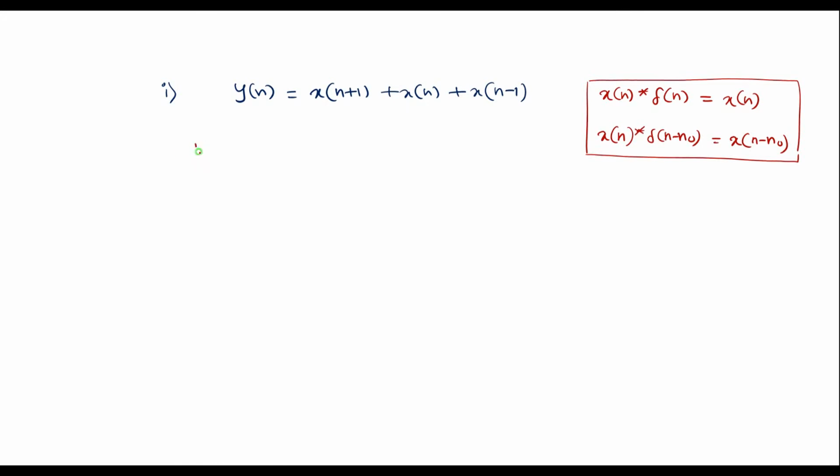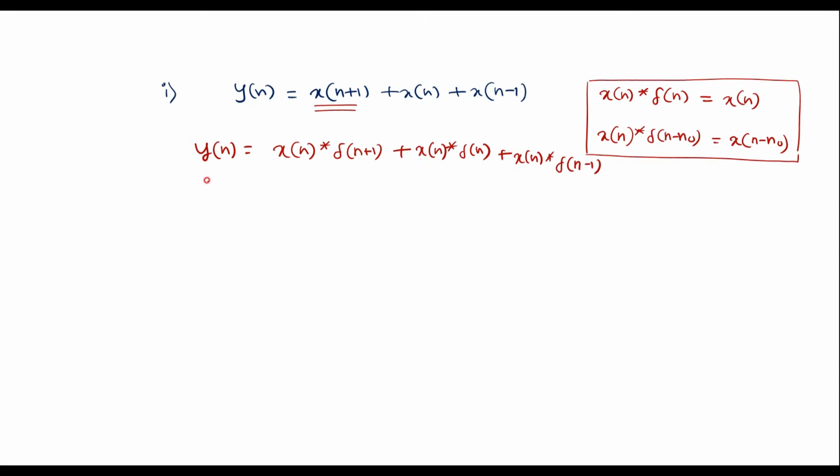I can represent this y of n as y of n is equal to, so here the term is x of n plus 1. So I will represent this in terms of impulse signal as x of n star delta of n plus 1, because here we can see that x of n star delta of n minus n naught is same as x of n minus n naught. So here delta of n plus 1 star x of n is same as x of n plus 1. Similarly, for this I can write it as x of n star delta of n, because x of n star delta of n is same as x of n, plus this I will represent it as x of n star delta of n minus 1.